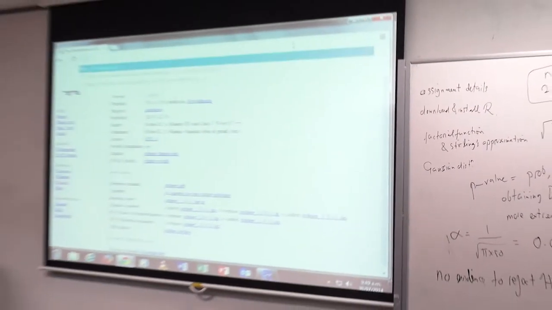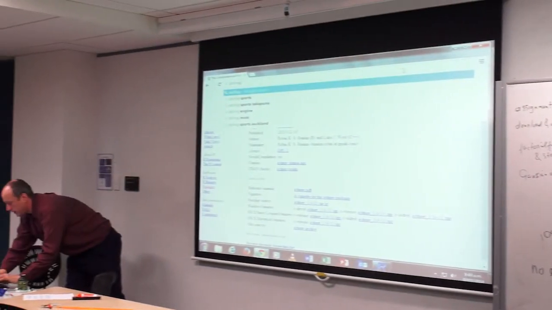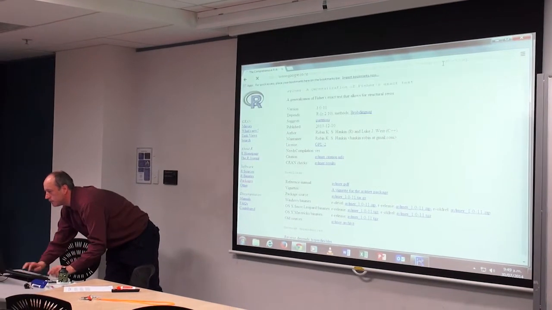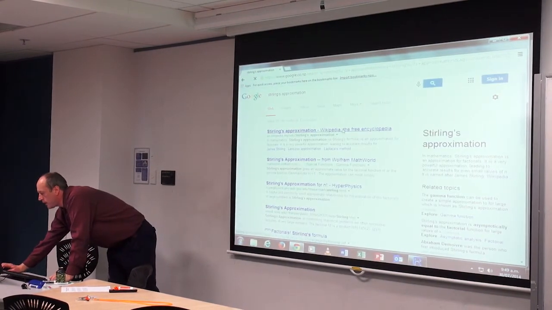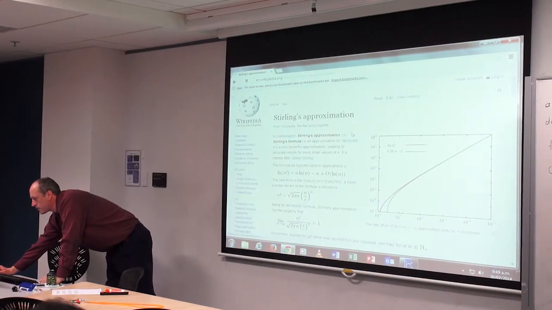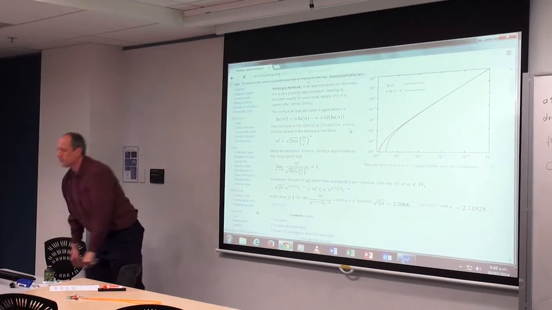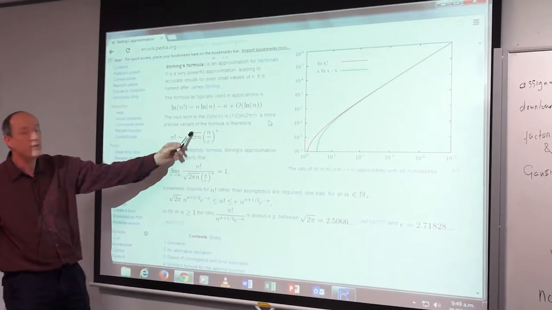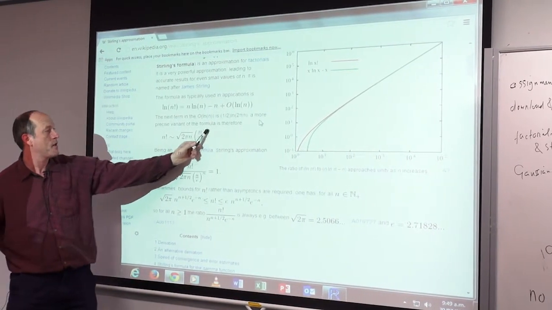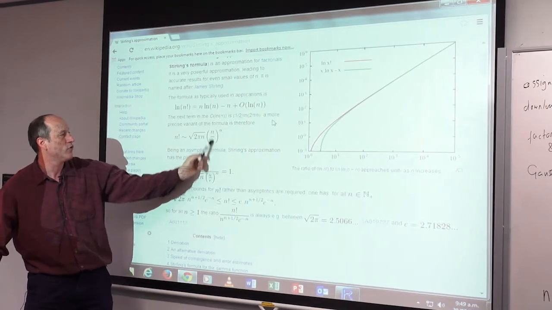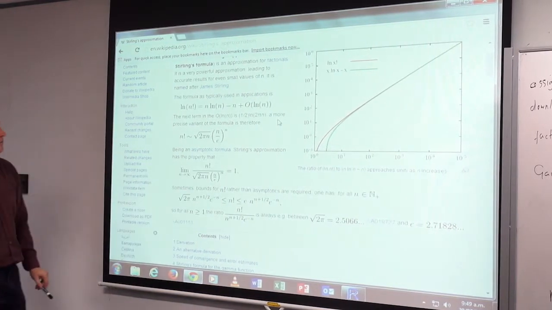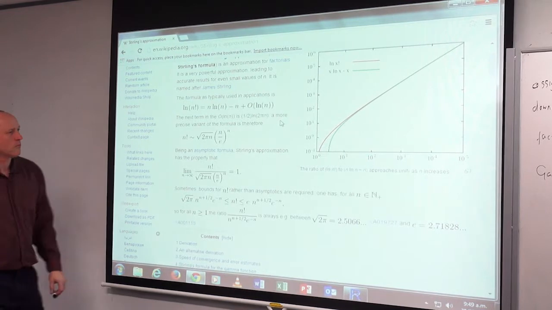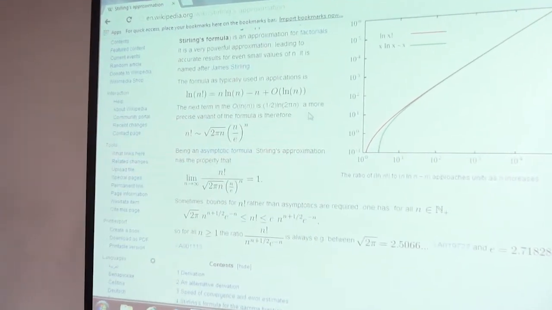Go to Google, Stirling's approximation. Wikipedia, excellent source of information for these things. They've written it in slightly different form. N factorial, root 2 pi n. Here we've got n to the power n, and here we've got e to the minus n. They've just written it as n over e to the power n. There should be a series somewhere, just a minute.